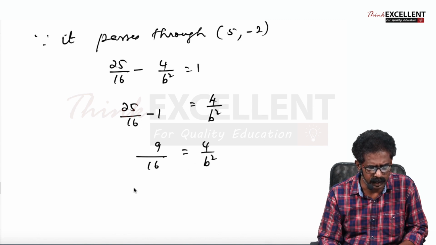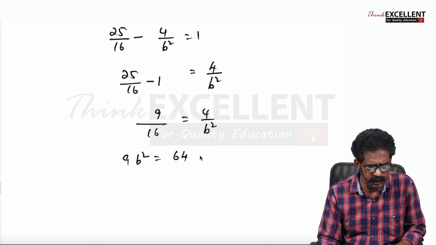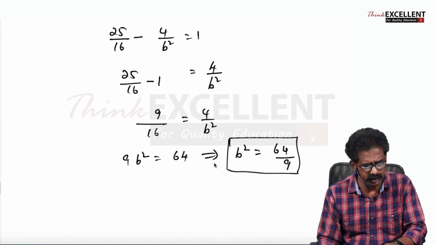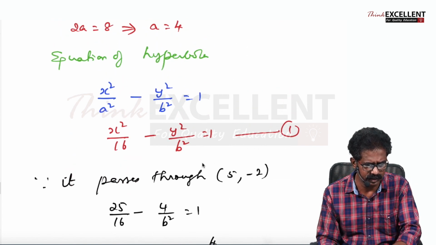So 9 b square is equal to 64, right? Cross multiply. Then b square is equal to 64 by 9. This is b square. a square already got it. Already you substituted those values, right?